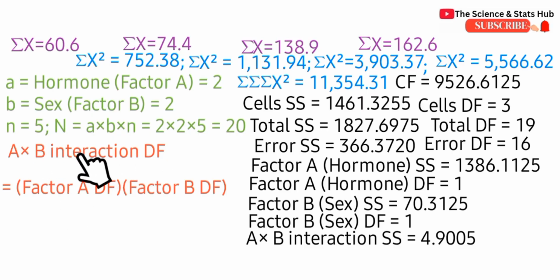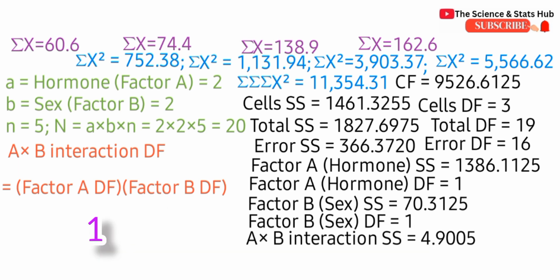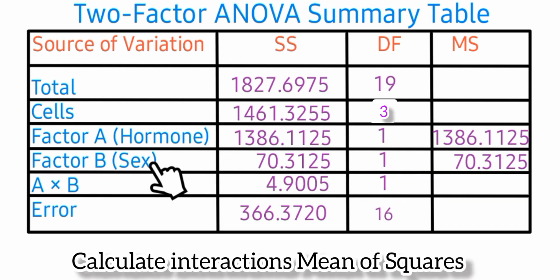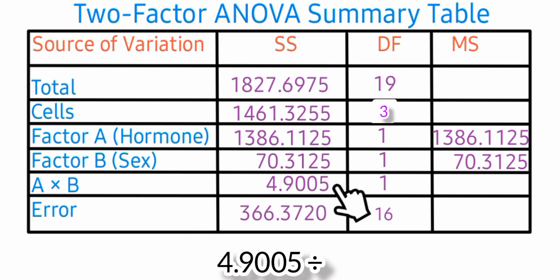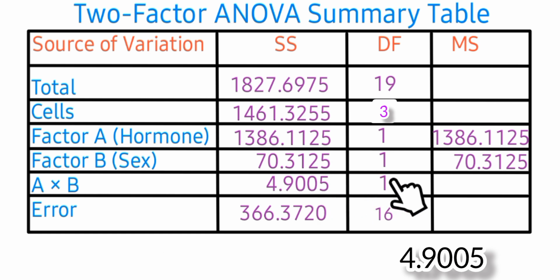Now let's calculate A and B interactions degrees of freedom. So interactions degrees of freedom is factor A degrees of freedom, which is 1, times factor B degrees of freedom, 1 multiplied by 1. Therefore, interactions degrees of freedom is 1. Interaction degrees of freedom 1. Calculate interactions mean of squares. Interactions mean of squares is interaction sum of squares, this value, divided by interactions degrees of freedom. So this value divided by 1.